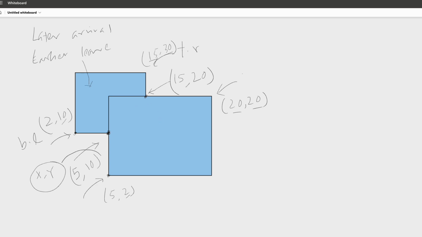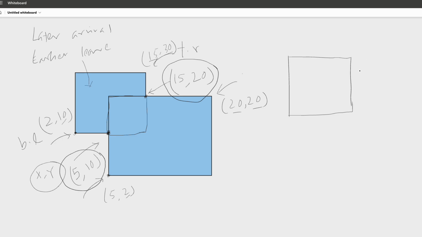So you can see that this is our bottom left corner and this is our top right corner of the overlapping portion, and we can construct a rectangle here. We can also calculate its area if you want. So we have found the intersection point. That's so cool, but what if the rectangles do not overlap?